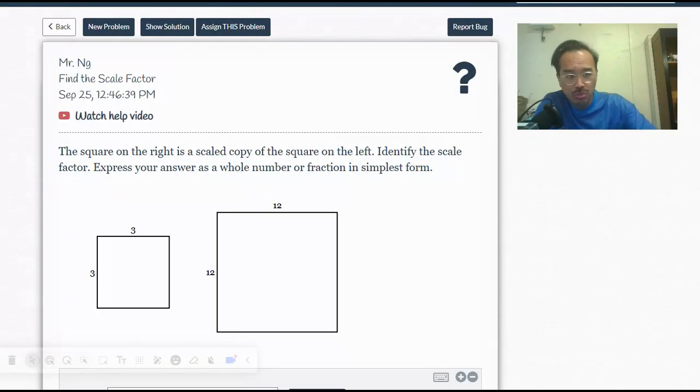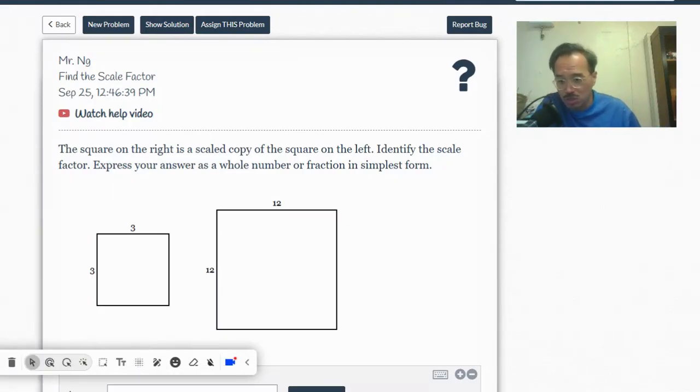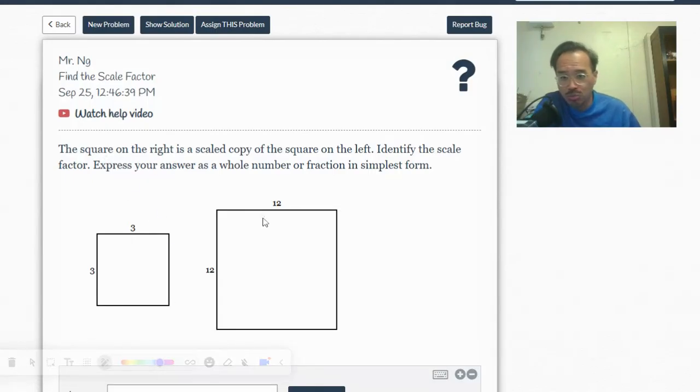So this week's homework, we're going to concentrate on only one skill, which is finding the scale factor from one shape to another. So let's jump into it. Here it says the square on the right is a copy of the square on the left. So this is the original, the OG, and this is the copy, as I'm writing this down.